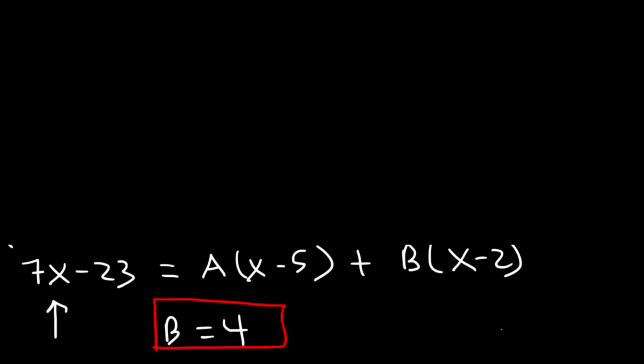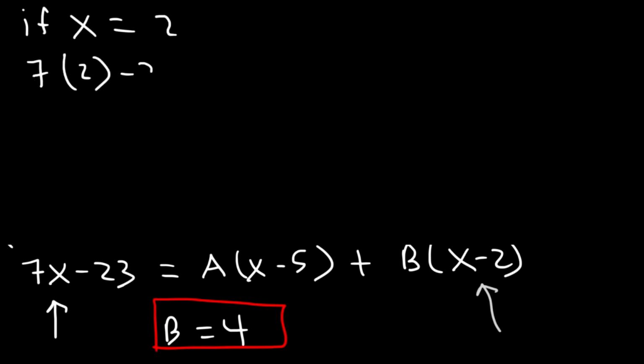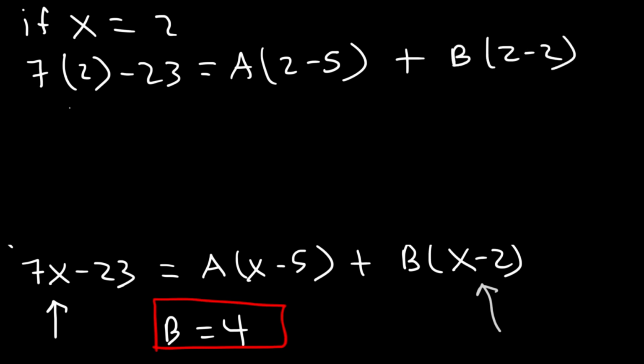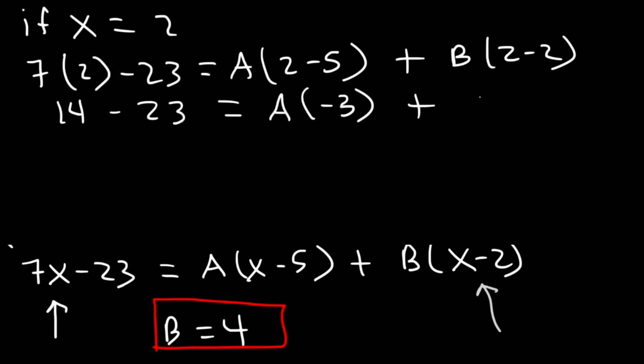So this time, let's plug in 2. So if x is equal to 2, let's see what's going to happen. So we're going to have 7 times 2 minus 23, and that's equal to a times 2 minus 5 plus b times 2 minus 2. 7 times 2 is 14, and 2 minus 5 is negative 3, and 2 minus 2 is 0.